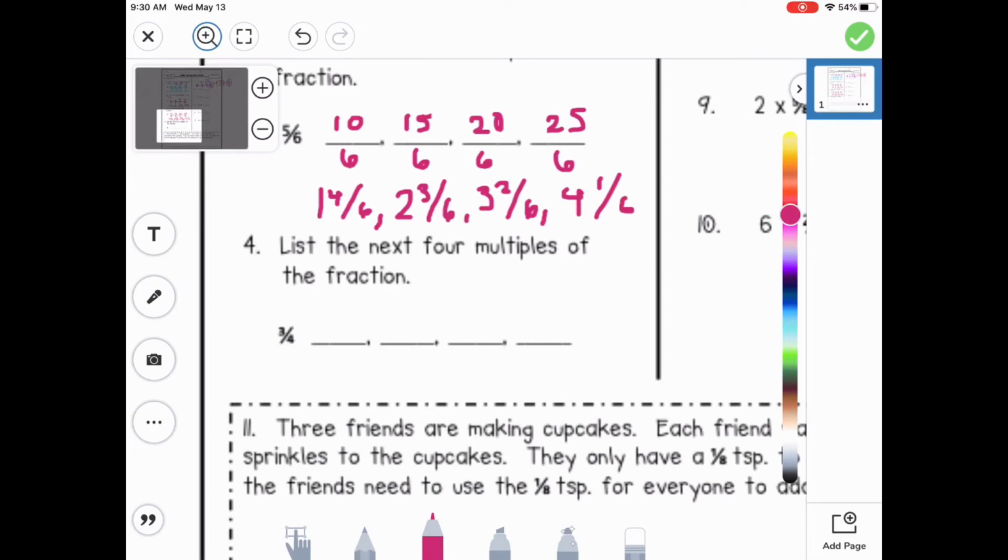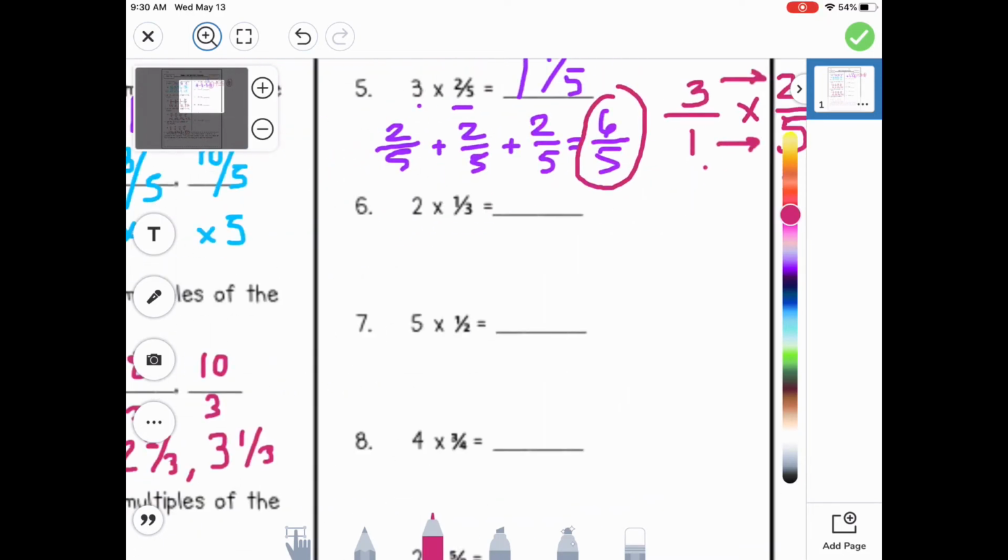Question number 4, we're skip counting by 3/4, so I would have 6/4, 9/4, 12/4, and 15/4. Again, if you did mixed numbers, you would have gotten 1 2/4 or 1 1/2, 2 1/4, the whole number 3, and then 3 3/4. All right, we've already answered question number 5.